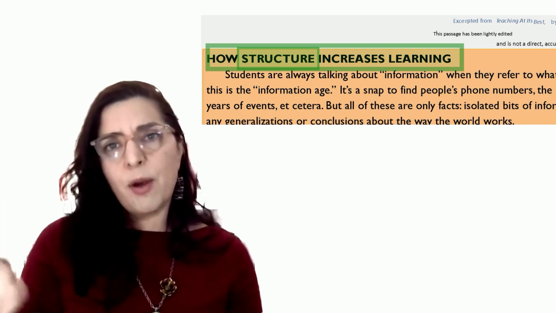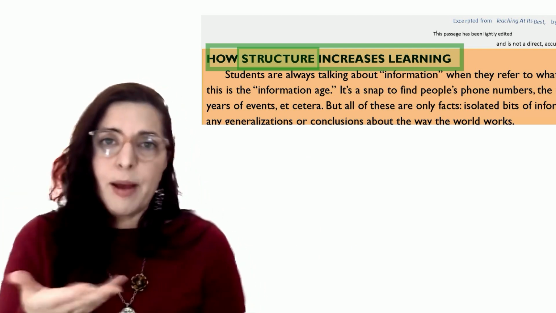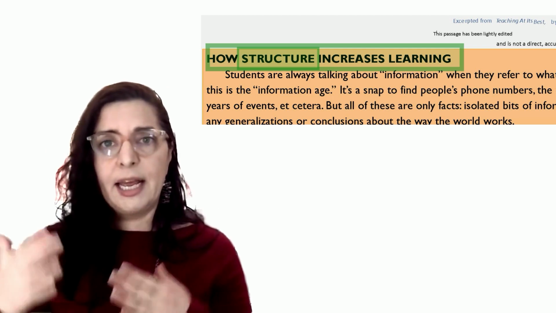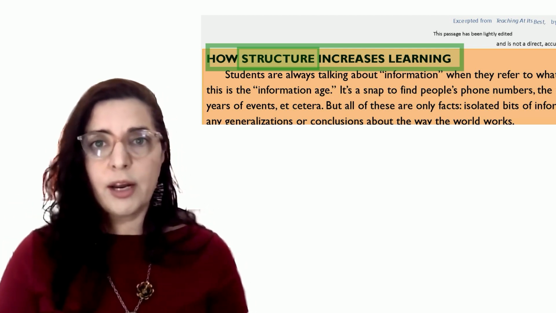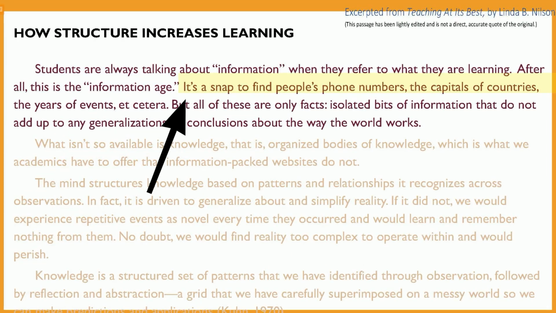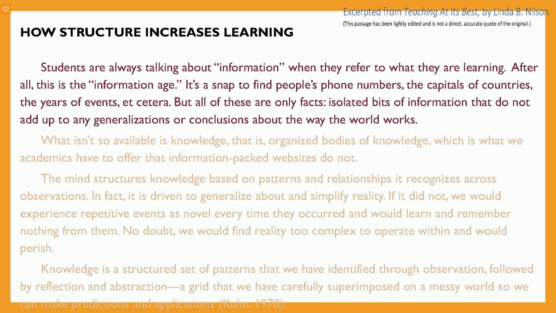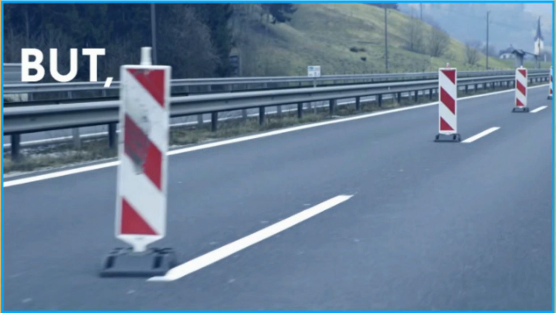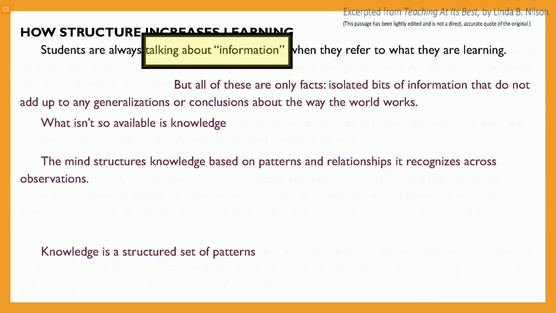In fact, we can probably speed through it because remember, we have a particular question in mind, an answer to look out for. We're keeping alert for the moment when the author will tell us what is structure. So let's continue. It's a snap to find people's phone numbers, the capitals of countries, the years of events, etc. But, yes, we get to the next line and we have that but, that turn in the road away from the thing that is not the topic, information, and as I'm now anticipating, towards the real topic.